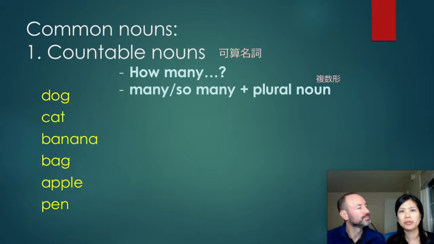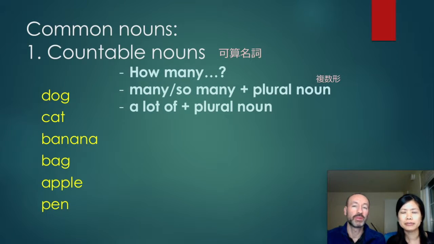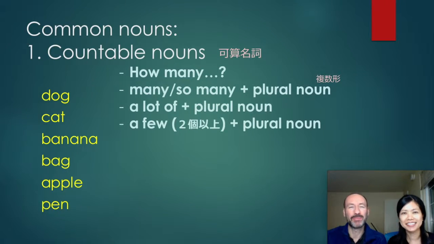可算名詞の時はいくつ何個持ってますかとかを聞くときに必ず how many を使います。必ず how many で始まる疑問文で作ってください。 So we can also use a lot of with plural nouns, like there's a lot of bananas, or we have a lot of apples, or you have a lot of pens in your collection. But if we have just a small number of these items, we often use a few.